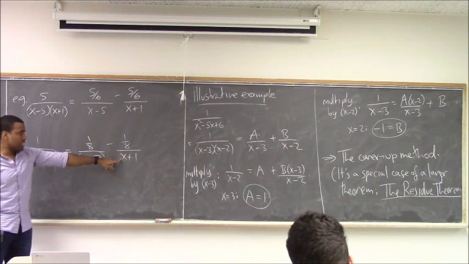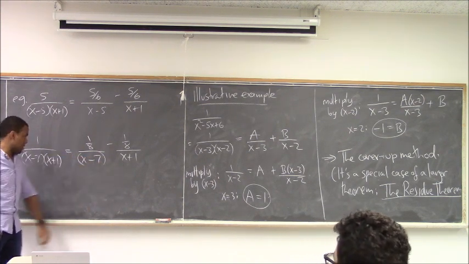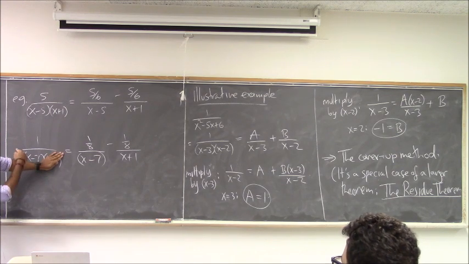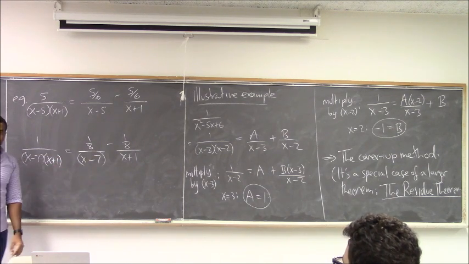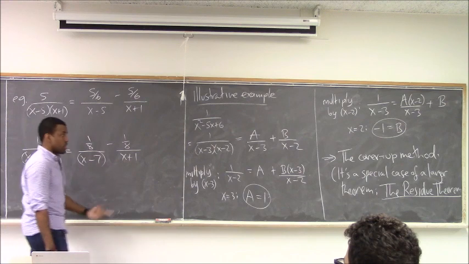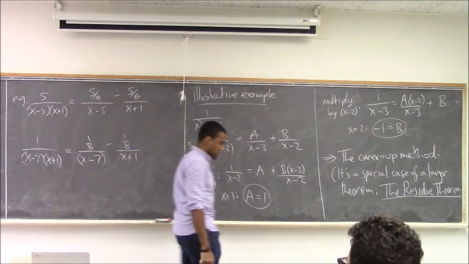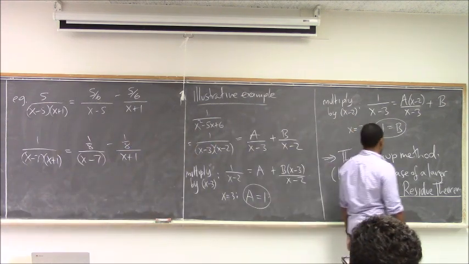And then x equals minus 1 would make this denominator 0. Cover that up, plug in minus 1, and you'll get the coefficient. That works for non-repeating linear factors. It's actually a nice little shortcut. It's called the cover-up method.